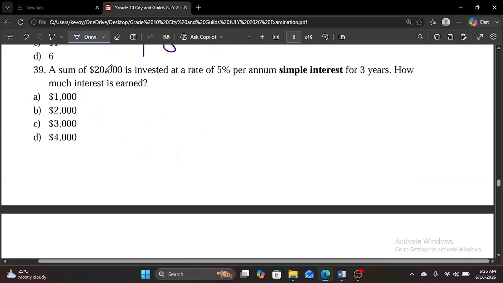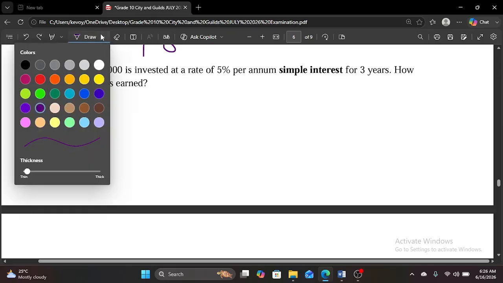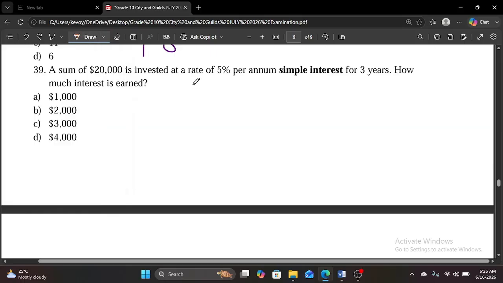All right. A sum of $20,000 is invested at the rate of 5% per annum simple interest for 3 years. How much interest is earned? So we have to find simple interest. The formula for finding simple interest is principal times rate times time, divided by 100. So this is the formula for finding your simple interest.